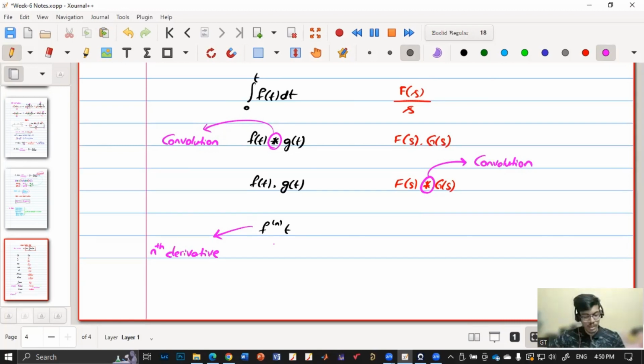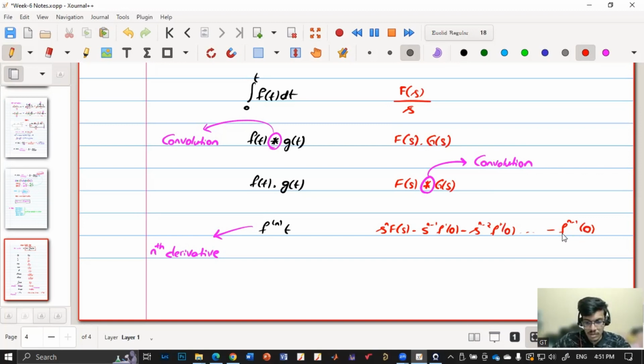Okay. So the nth derivative will have this expression: s to the power n F(s) minus s to the power n minus 1 f'(0) minus s to the power n minus 2 f''(0) plus, up to, minus f to the power n minus 1 at 0. So this is the term for the nth derivative. If there is a second derivative of f(t), we'll have up to this second derivative term. If it is the nth derivative, then we'll have up to the n minus 1 derivative.